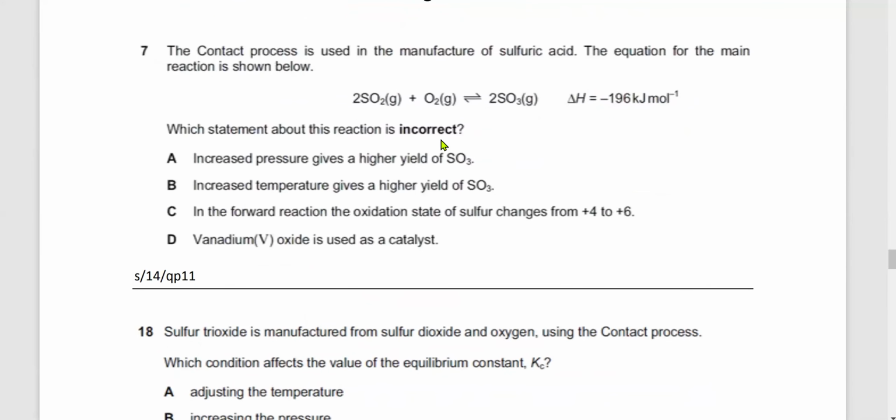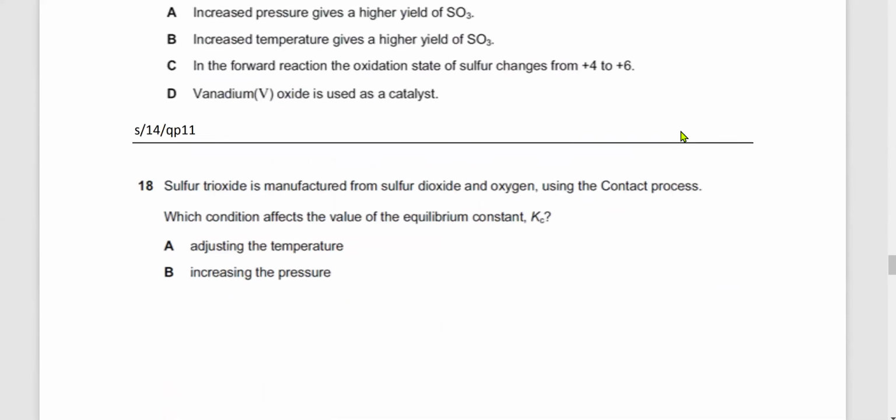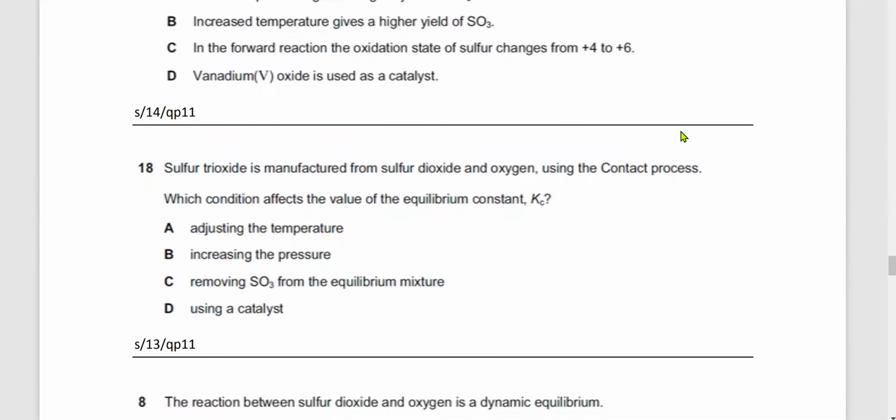Which statement about this reaction is incorrect? So increasing pressure gives higher yield of SO3. The first one is wrong. Oh no, never mind. That's not wrong, that's right. That first one is right. And then it prefers to have a low temperature, so if you go to high, then it goes lower. So B, I think. Yeah, B. If you give a high temperature, then it goes left. That's fine.